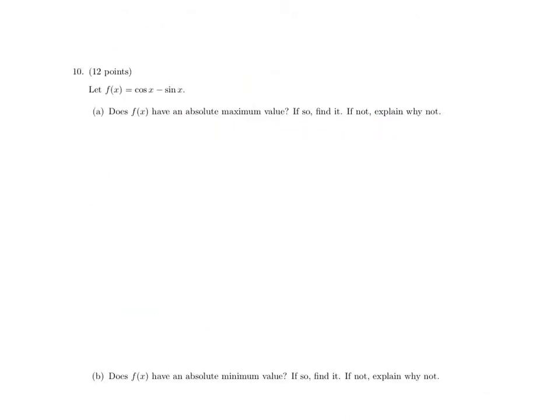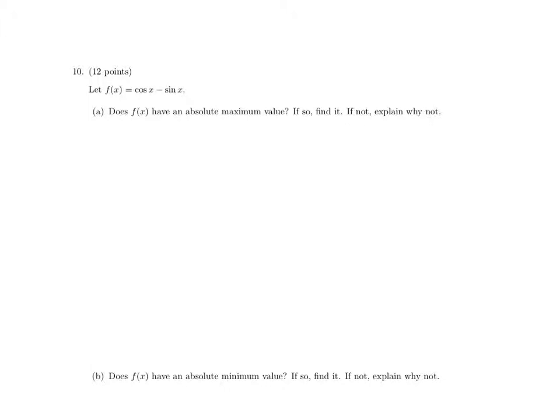Our final function that we're going to look at is cosine x minus sine x. And right off the bat, we're being asked, does f have an absolute maximum value? If so, find it. If not, explain why not. Well, looking at this function, I know that it's going to be pretty repetitive, right? I'm looking at cosine x minus sine x. Both cosine and sine cycle between -1 and +1.